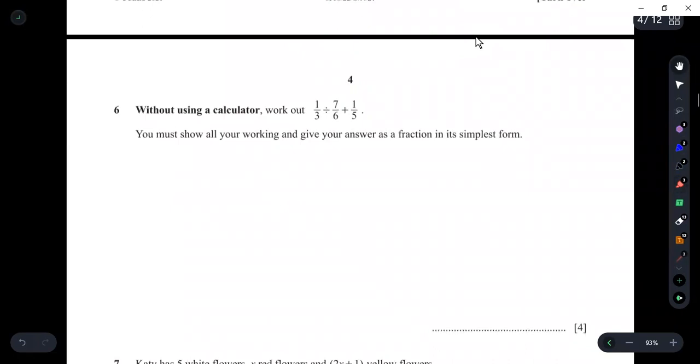Question number 6. Without using a calculator, work out this calculation. That means you may use the calculator to check, but you should show how you are working out this answer without using a calculator.